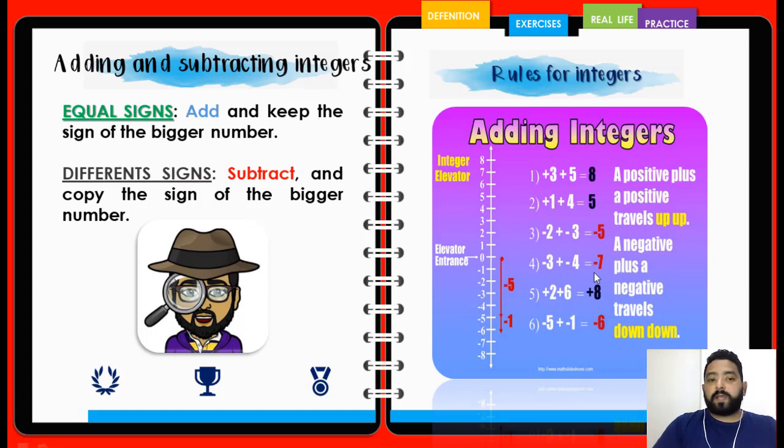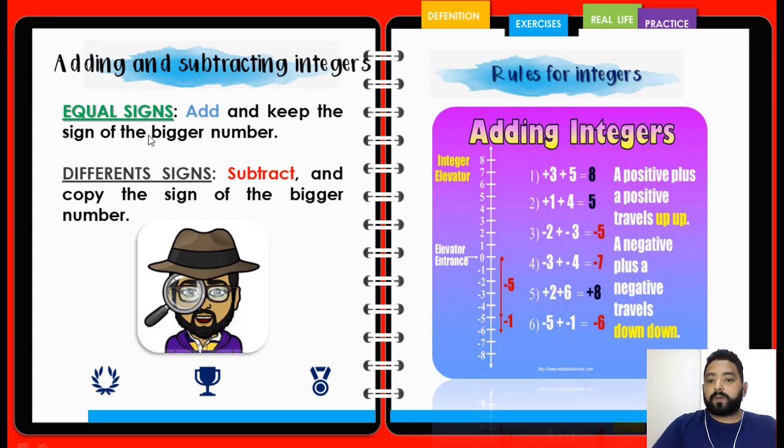If you remember this operation, with equal signs we add and keep the sign of the bigger number. What is the bigger number? It's 3. The sign of 3 is negative, so the answer is going to be negative.